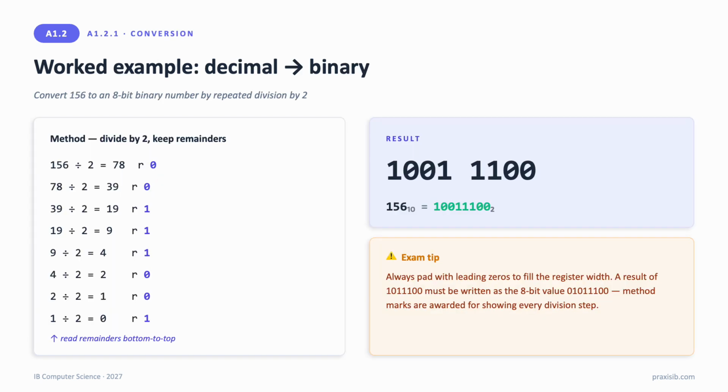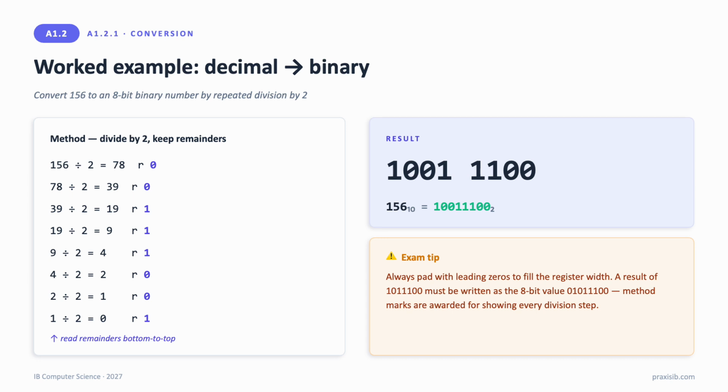Now let's go the other way. We have a normal number and we want to turn it into binary. The method is called repeated division by 2, and it's very mechanical once you have seen it. Here is the rule. Divide your number by 2, write down the answer, and importantly, write down the remainder. That's whatever is left over, which will always be either a 0 or a 1.